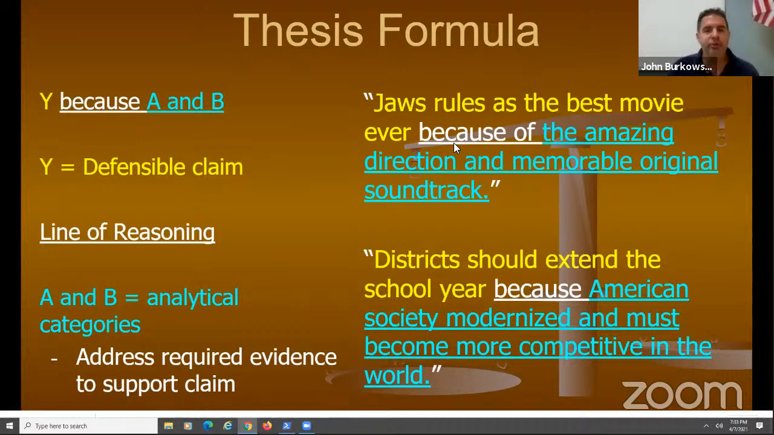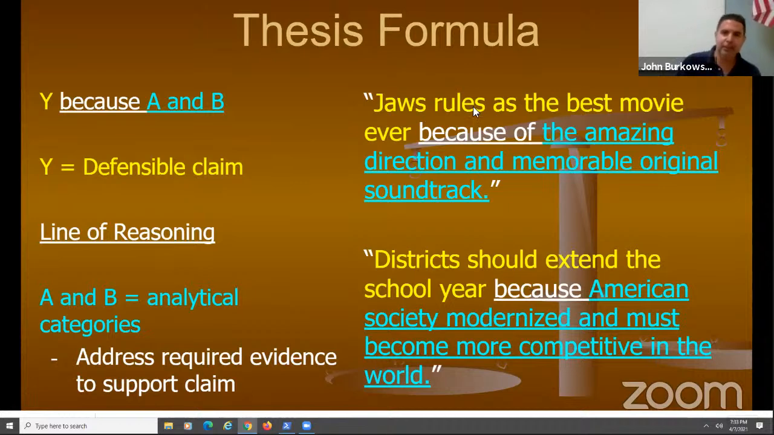Do you need to use this word? Is this necessary? Is this required? Absolutely not. Can you use it? For sure. Definitely. Yeah, go for it. Can you use some variation of it? Yes, it's fine. If you want to be more sophisticated in how you write your thesis statements, go ahead, as long as you have the element of because.